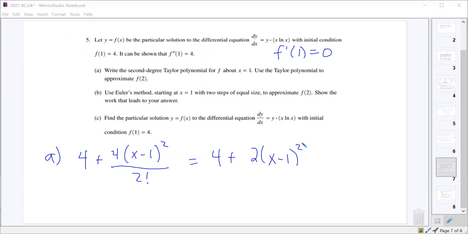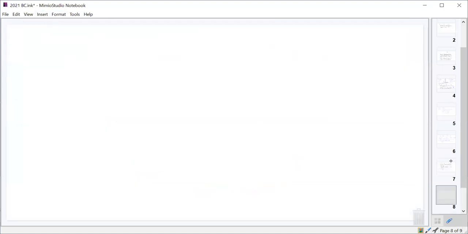Yeah. Then approximate f of 2. So 4 plus 2 times 1 squared should be 6. Easy enough? Zoom, good? Good on that? Part A? Yeah. Great.